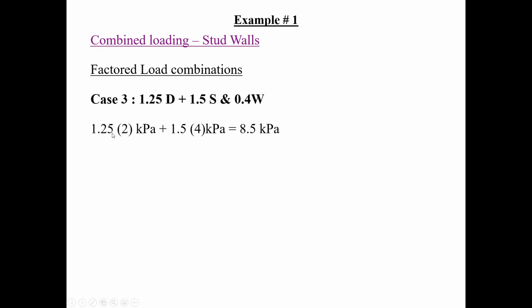So now, of course, this is what I like. Here there's no longer load combination 1 or load combination 2. Because we're talking about wind and snow, we're talking about load combination 3: 1.25 times your dead load, 1.5 times your snow load, and you take only 40% of your wind load. In other words, these are your companion loads, and this is your principal load. Here I take 1.25 times 2, plus 1.5 times 4, and I get 8.5 kPa. So this is the axial load.